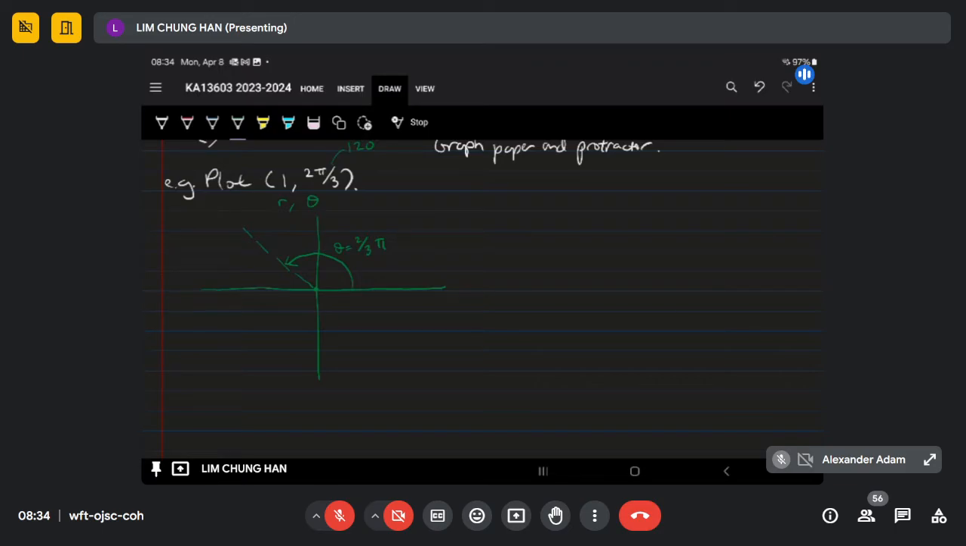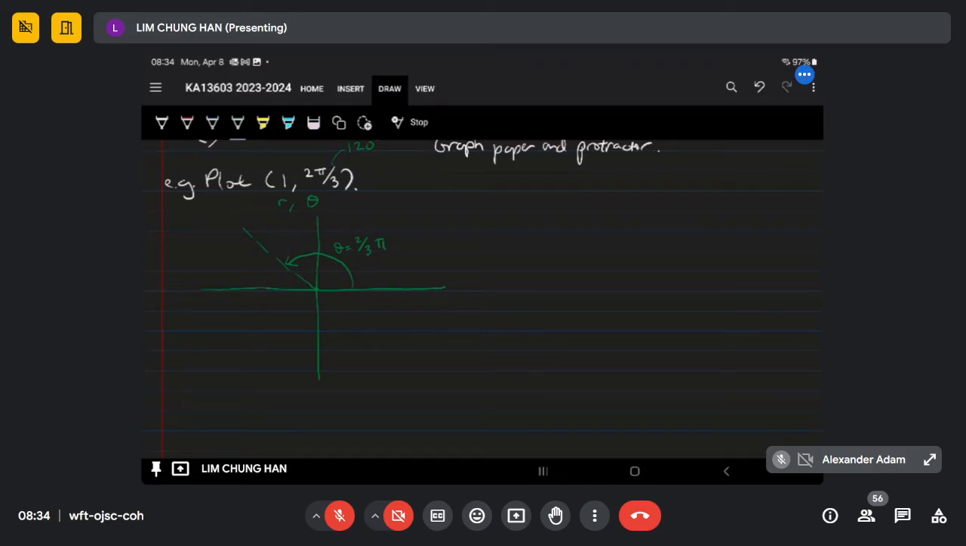Next, once you've done the theta, then you plot the r. The r is radius. Normally, the r is unitless, so you can use whatever unit you want. It doesn't really matter. It can be 1 inch, 1 inch is fine, but don't use millimeter. Millimeter is too small. Maybe you can use cm.